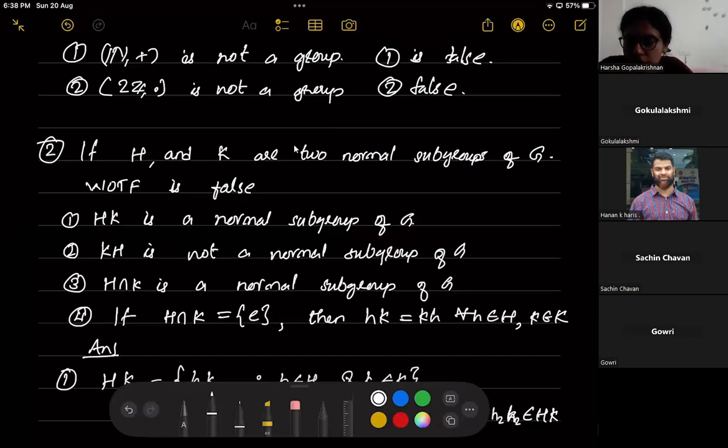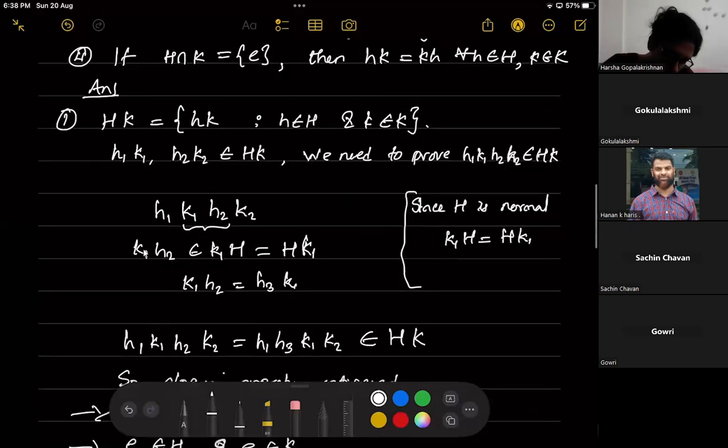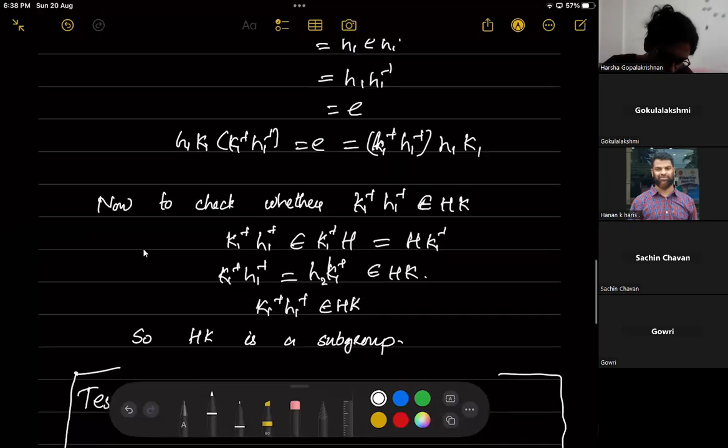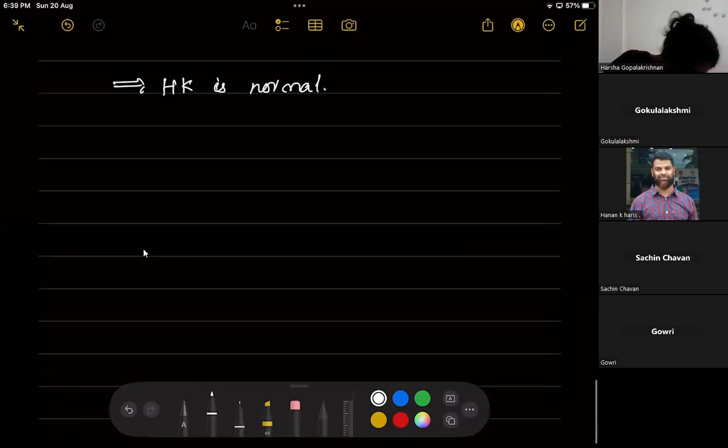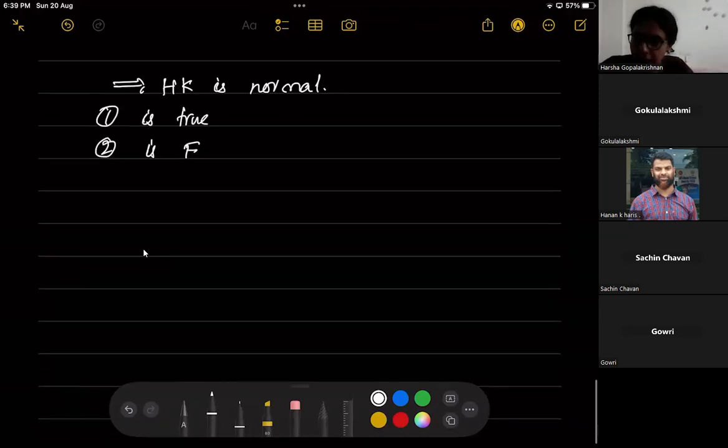Again, for any two normal subgroups, HK is a normal subgroup. And again, we are having two normal subgroups K and H. Then KH should also be a normal subgroup. So this statement is false. So the question is to find the false statement. So we can say second one is the false statement. So 1 is true, 2 is false. Just because K and H are normal, KH is normal.